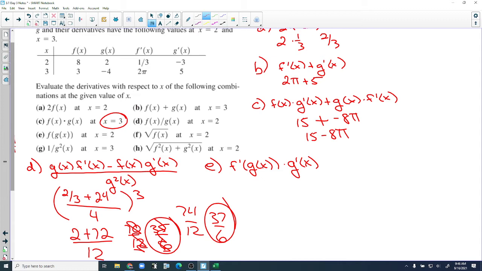Well, now, let's see. F prime of, we're evaluating at 2. So g of 2 on the inside. G of 2 is 2. And g prime of 2 is negative 3. But we got one extra step here. I need f prime of 2. F prime of 2 is 1/3. So 1/3 times negative 3, negative 1 is the final answer on that one.